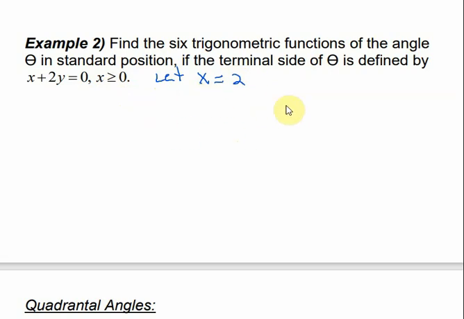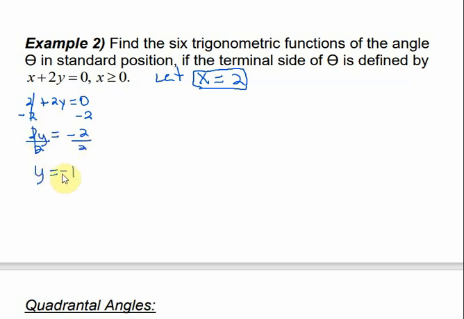All right, so if that's the case, that's my x value. And then to find my y value, I'll plug that into this equation. All right, so if I plug in 2 for x, and I solve that, I have 2y equals negative 2, divide by 2, and y equals negative 1. Okay, so that's my y value.